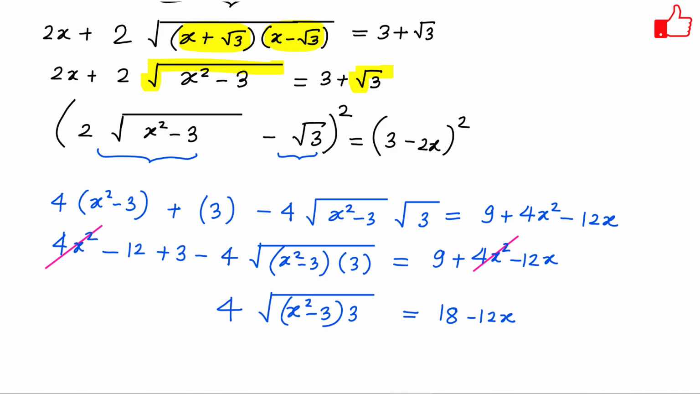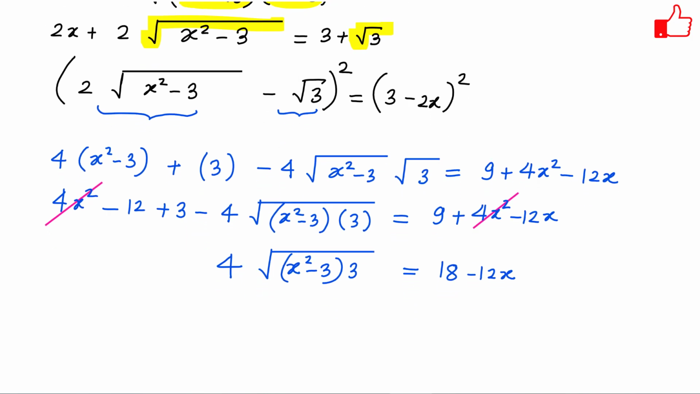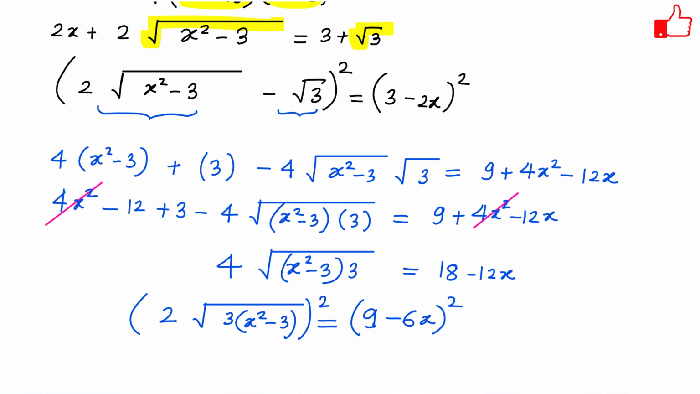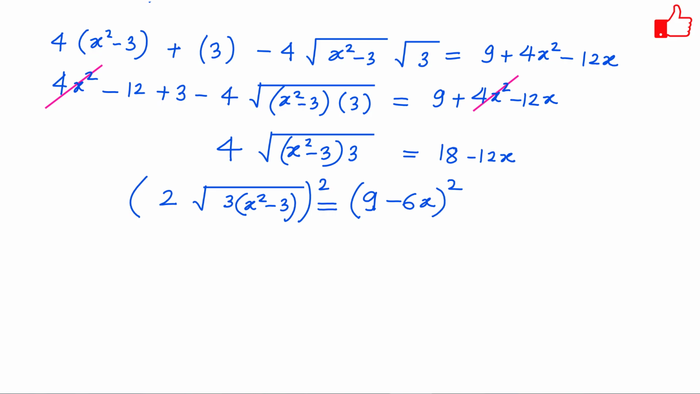So, what we can do is once again I can square, but before that I can cancel 2 both sides. So, this becomes 2 square root of 3 times x square minus 3, and I am dividing both sides by 2. So, this will be 9 minus 6x. Now, let us square both sides once again so that I can eliminate the root sign. So, this will be 4 times 3 times x square minus 3.